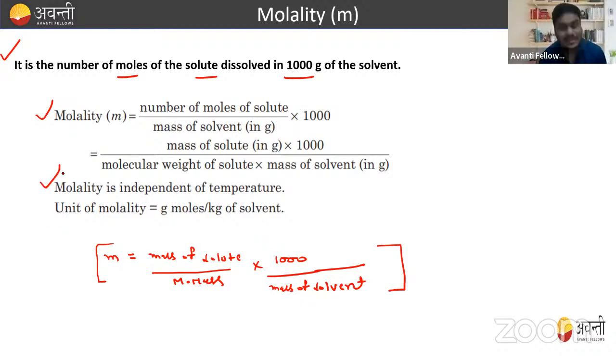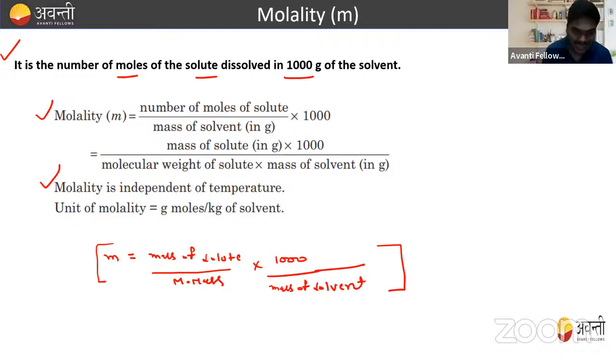Molality is independent of temperature, just like mole fraction and mass percentage. I already discussed with you, in any concentration defining term where mass comes into the picture, they are independent of temperature, whereas in case of volume, they directly depend upon the temperature, right? So molality is independent of temperature.